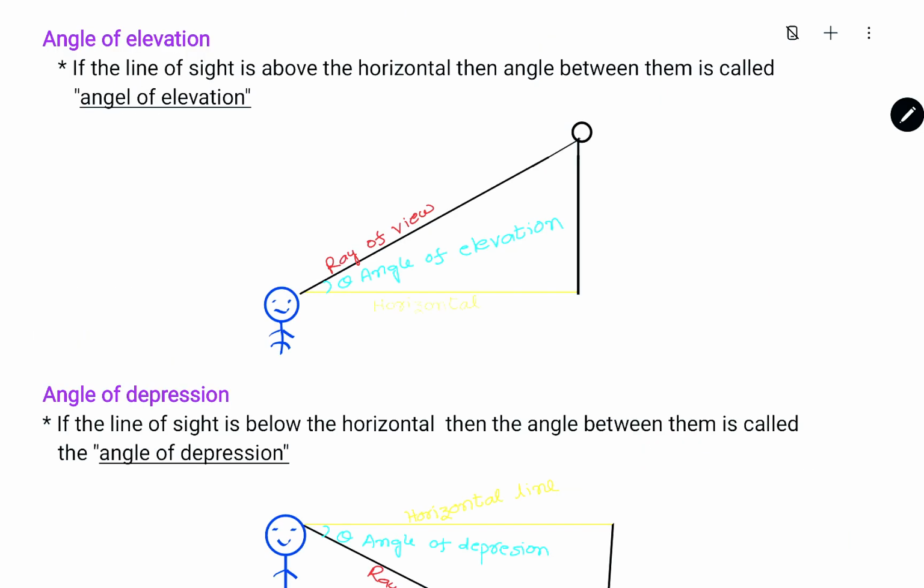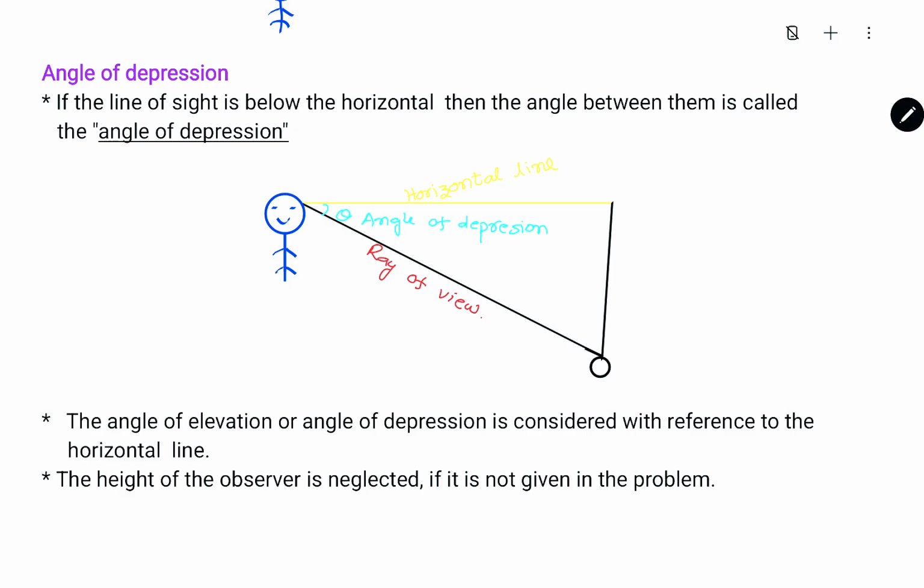Angle of elevation. If the line of sight is above the horizontal line, then the angle between them is called the angle of elevation. This ray of view must be above the horizontal line. This is very important for one mark questions and objective type questions. Now we will discuss angle of depression.